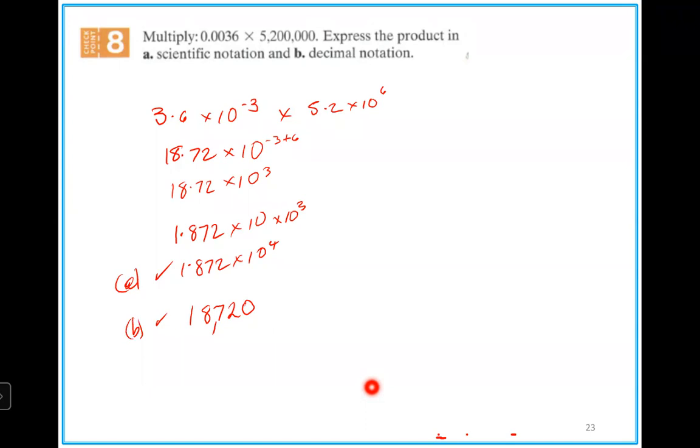All right, so that's it for that one. We don't have to put the power or anything; we just work it out for B. For B, they just want it in decimal notation, so you don't need the power. Only for A, where they want scientific notation, would it be 1.872 times 10 to the fourth. For B, in decimal notation, you just expand it, and it will be 18,720. That's it.